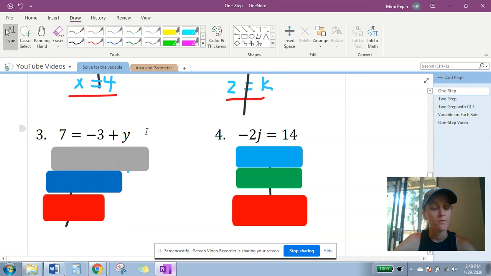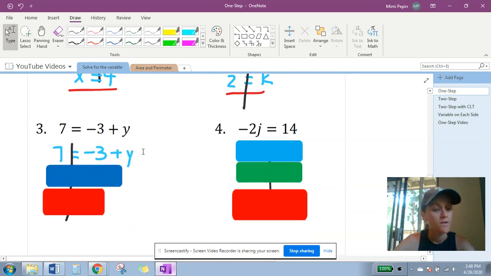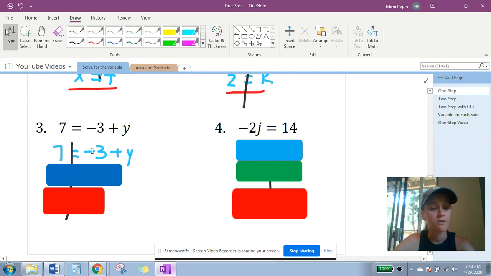All right, so for number 3, we have 7 equals negative 3 plus y. And on this one, even though there's a positive over here, this is going to be a negative 3 because there's a negative in front.